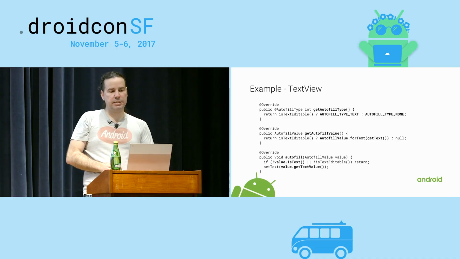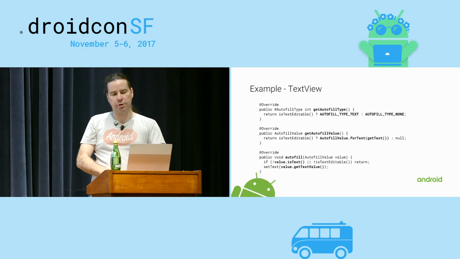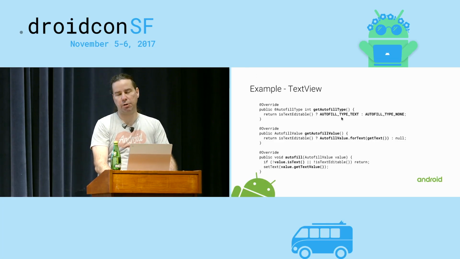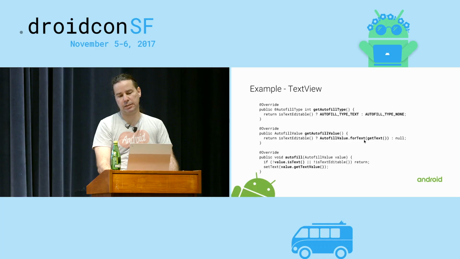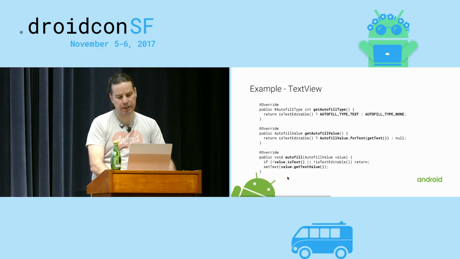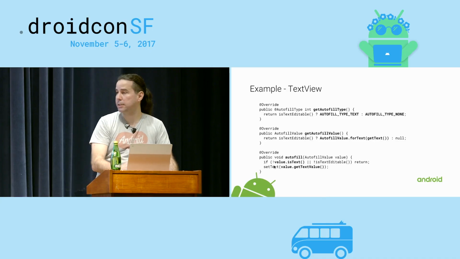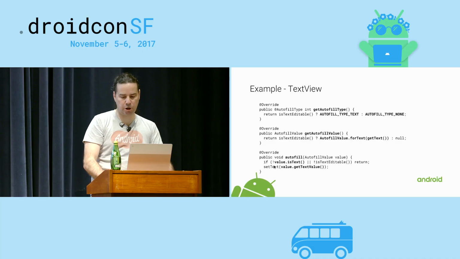So if you look at the text view from the Android SDK, they are implementing getAutofillType and saying, hey, my type is autofill text, and in getAutofillValue, they create it from the autofill value factory to say, hey, here's the text, and create an autofill value for that text. Similarly, when they get an autofill value from the system, they extract the text value and set their internal text with that value. So this is the most common case.